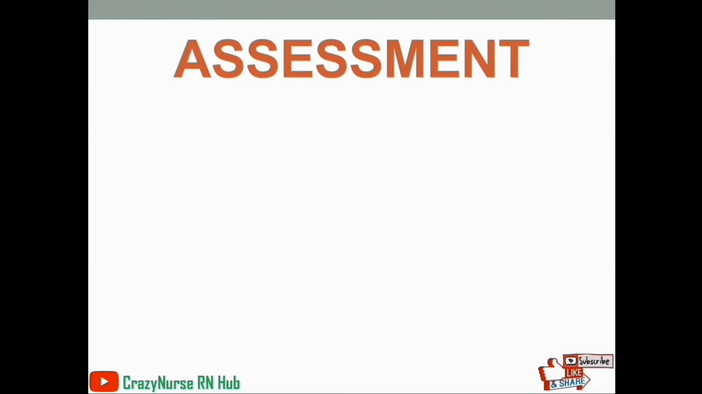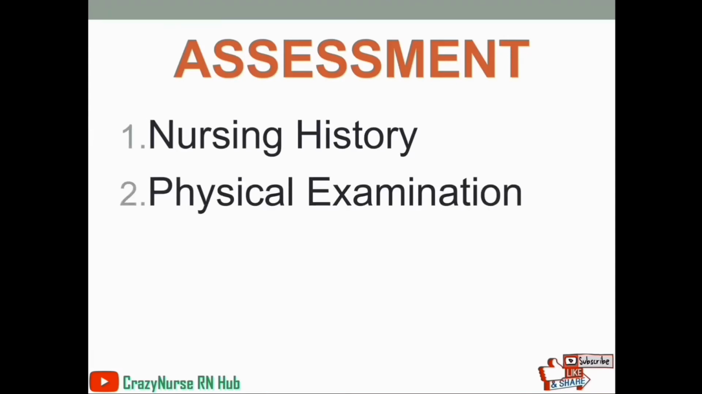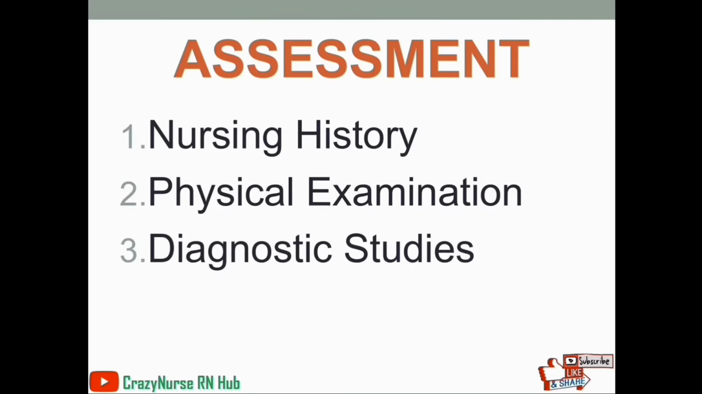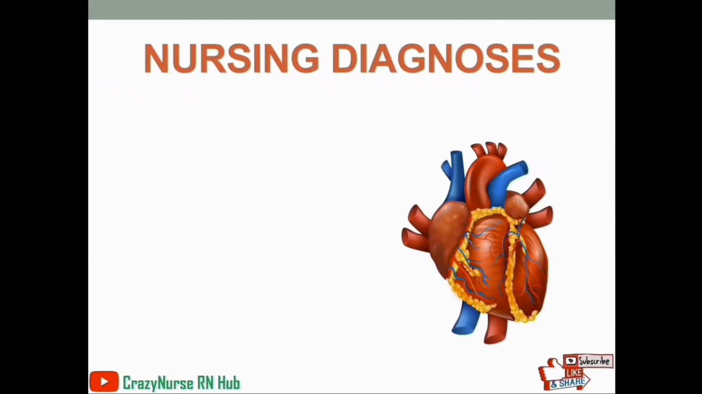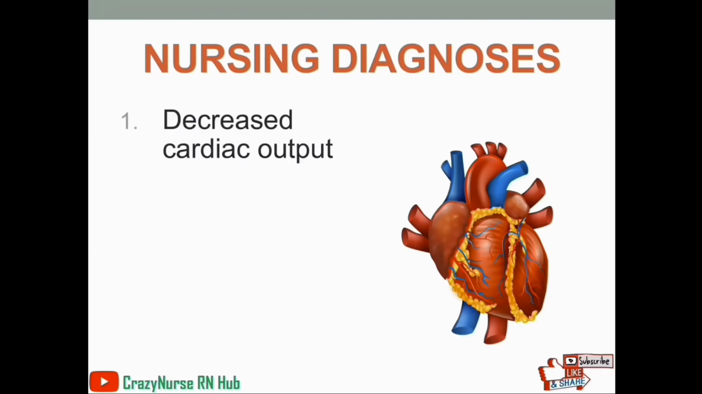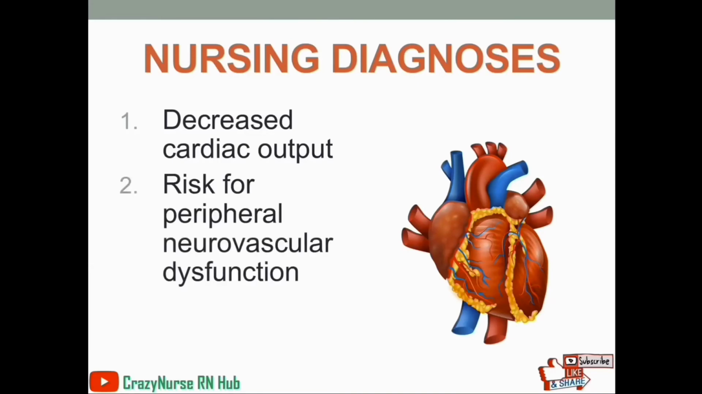Nursing assessment of the cardiovascular system status includes a nursing history, physical examination, and diagnostic studies, including cardiac monitoring. Now let's proceed to nursing diagnosis. First, we have decreased cardiac output due to inadequate blood pump by the heart to meet metabolic demands of the body. We also have your risk for peripheral neurovascular dysfunction due to vulnerable to disruption in the circulation, sensation, and motion of an extremity, which may compromise health.